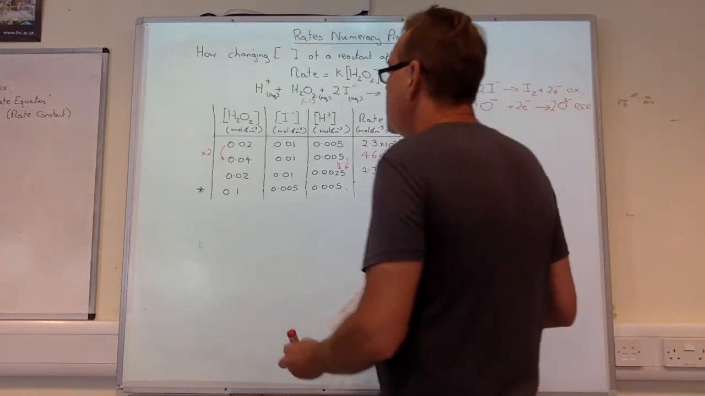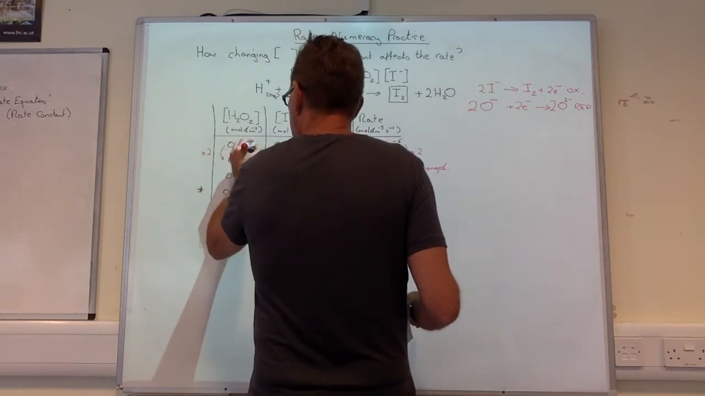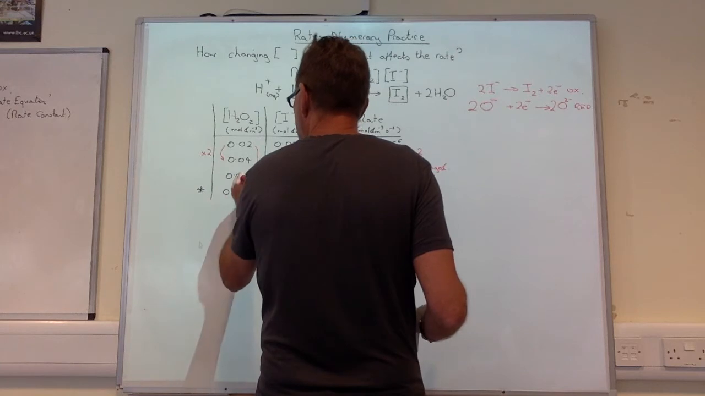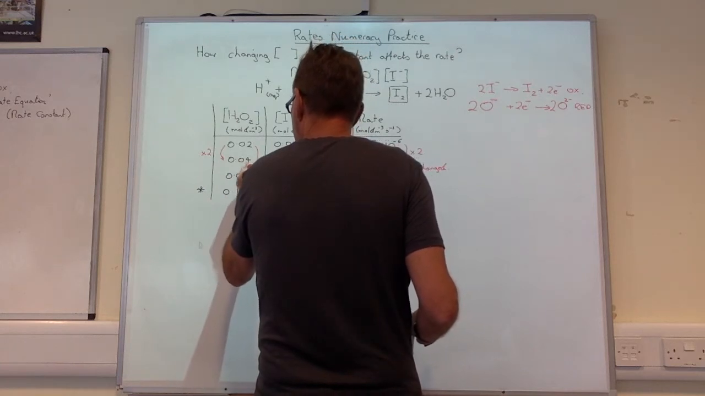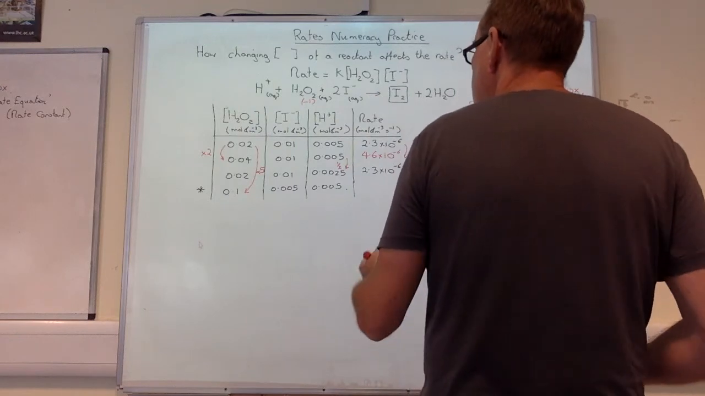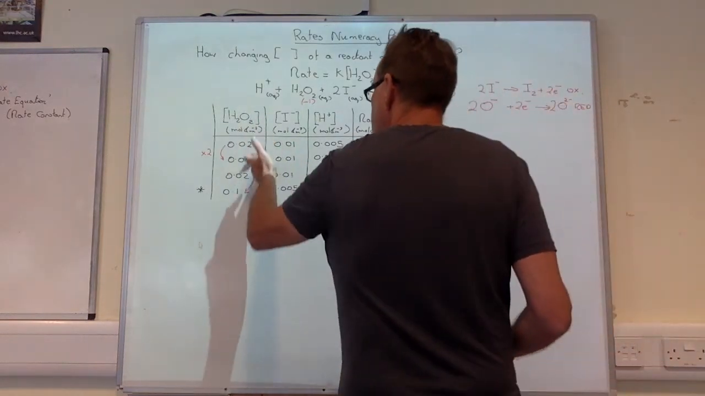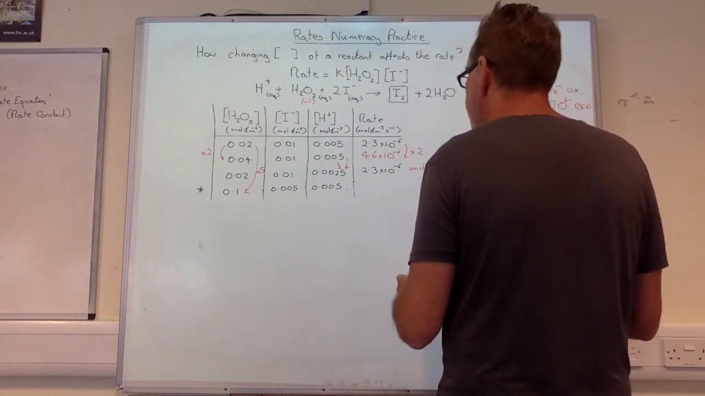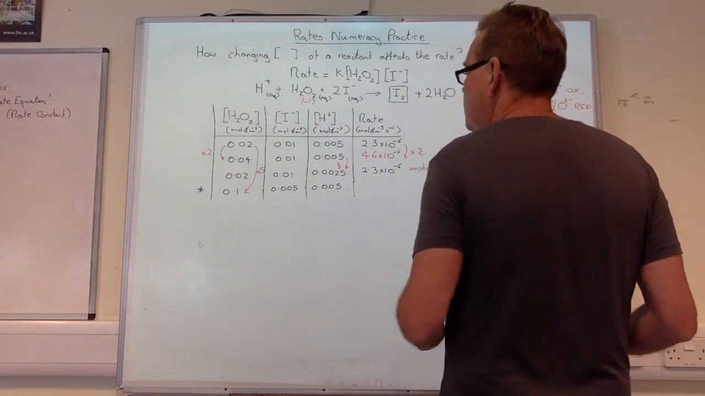Okay, so 0.02 to 0.1. That is 5 times greater. And it's first order for hydrogen peroxide. So I would expect the rate on that basis to be 5 times bigger. Okay? So times 5, if you will.